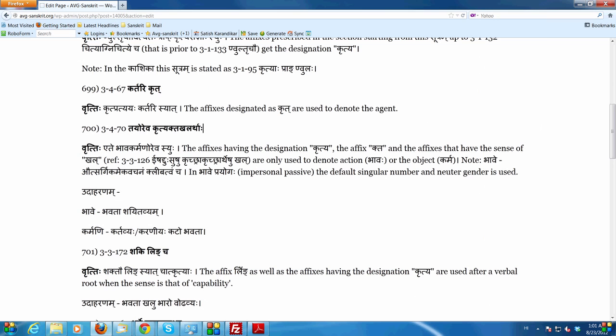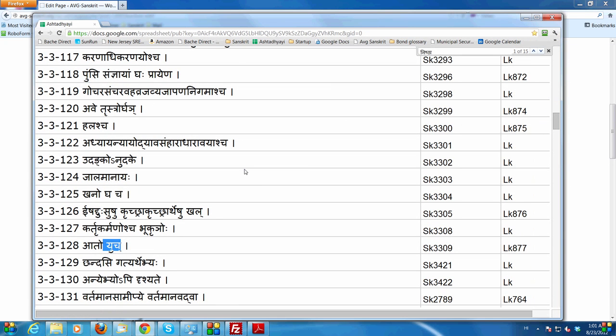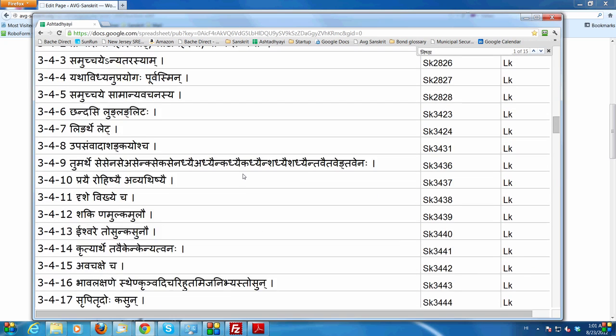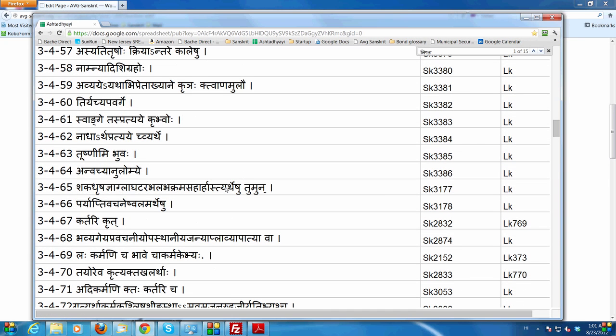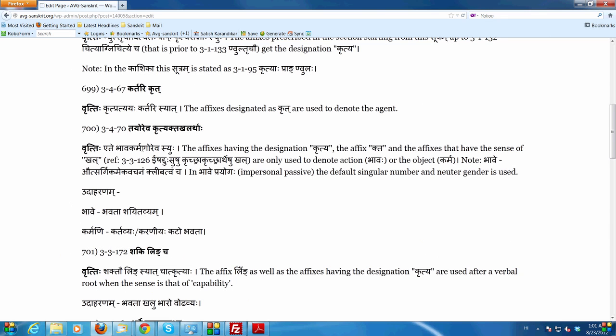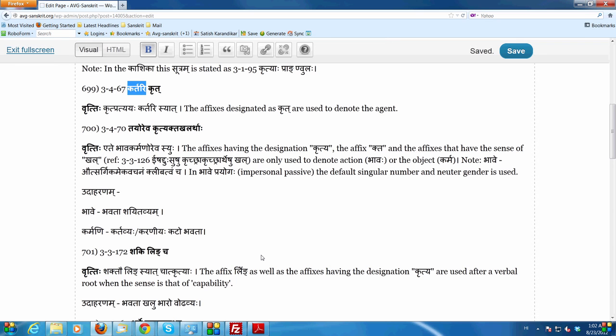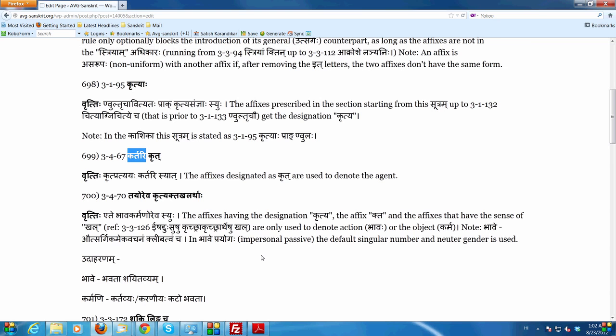Also, as I just told you, tayoho means bhava karmanoho eva, because the anuvritti of bhava and karma comes in from the prior sutram, which is 3469, lah karmani cha bhave cha akarmakebhyaha. So this is the anuvritti of karmani and bhave. Karmani is in saptami and bhave is in saptami. So tayoreva refers to bhava karmanoho eva. The vritti says ete bhava karmanoreva syuhu. So these kritya affixes we are talking about right now, the affix kta, the affix khal and other affixes used in the same meaning as khal, are all to be used tayoreva. So they are not going to be used kartari. Kartari krit is the general rule, but this is an exception to kartari krit.